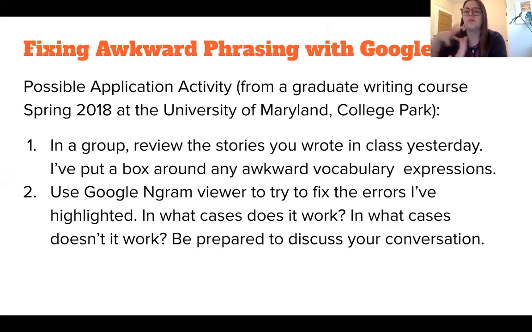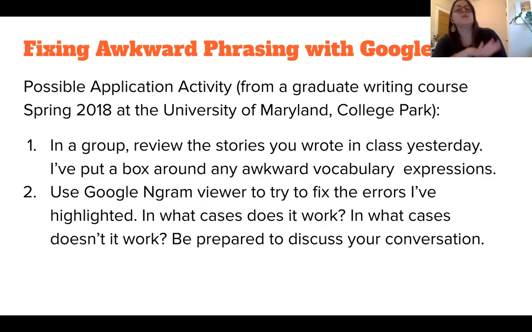If you want students to critically think about how Google does and doesn't work, you might have them look up to see in what cases does it work. So for anything circled or highlighted, you might have them say, first of all, you want to think of an alternate way to say this. So you said it this way, let's think of another way to say it. And then go to Ngram Viewer. Where does Ngram Viewer work? Where doesn't it work?